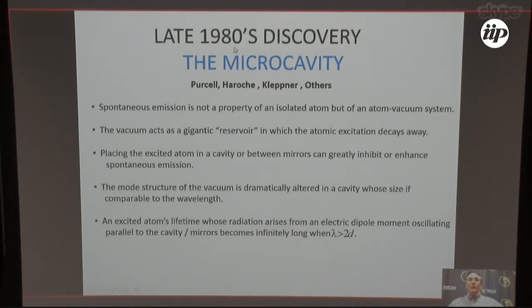So, something that caused a change in the late 80s. Purcell prophesized this would happen, that if we had a way of creating a reservoir smaller than the wavelength, we could really let the photon bounce around inside of this particular microcavity. Spontaneous emission, when you've got an isolated atom, is not a problem because it's an atom-vacuum system, and that's what creates the lifetime, the interaction with the vacuum. It acts as a giant reservoir where atomic excitation decays away. So when you put in a cavity with mirrors, you can inhibit or enhance, you can do either, the spontaneous emission. And when the cavity size is comparable to wavelength, the radiation from a dipole oscillating parallel to the cavity mirrors becomes infinitely long.